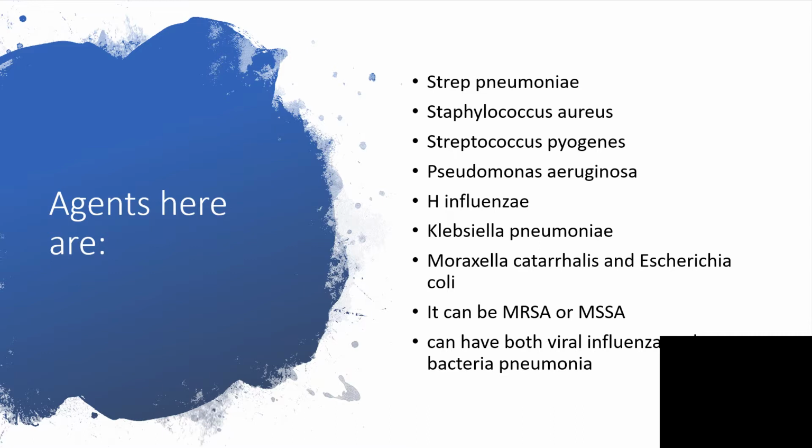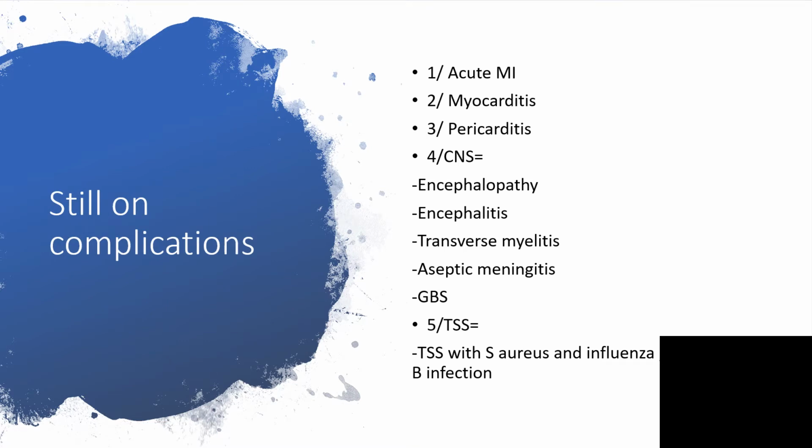The agents when it comes to secondary bacterial infection could be Streptococcus pneumoniae, Staphylococcus aureus most of the time in many people, Streptococcus pyogenes, Pseudomonas aeruginosa, Haemophilus influenzae, Klebsiella pneumoniae, Moraxella catarrhalis, and Escherichia coli. It can be methicillin-resistant Staphylococcus aureus when it is Staphylococcus aureus, or lucky enough to be methicillin-sensitive Staphylococcus aureus. Can have both viral influenza A or B combined with bacterial pneumonia. That would be horrible.